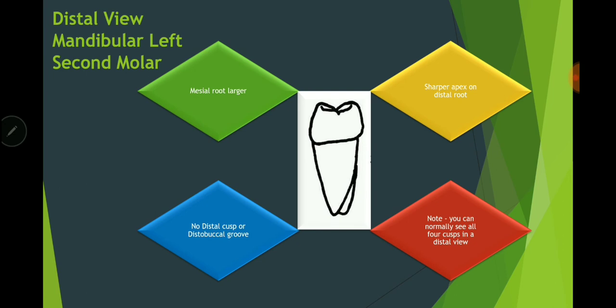This is the distal view of the mandibular second molar. You can see the mesial root is larger than the distal root, and there's a sharper apex on the distal root, and you can normally see all four cusps in the distal view. So you have to know which views show all cusps. There's no distal cusp or distal buccal groove when you compare to the mandibular first molar.